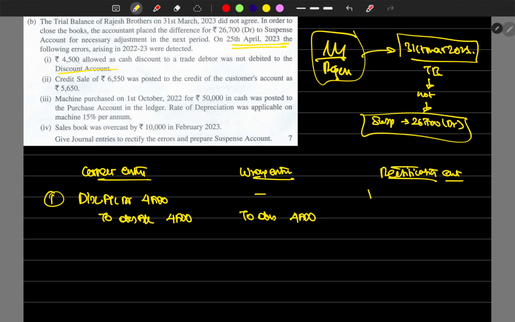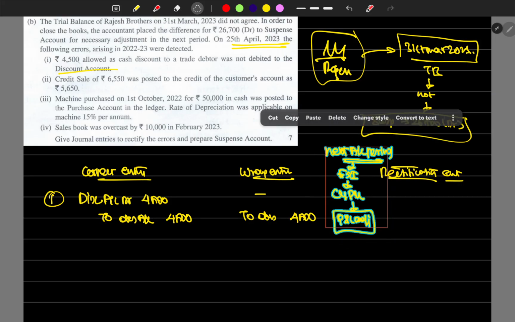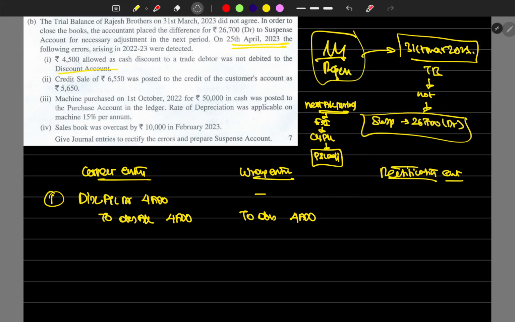What do we have to do now? We have to debit the discount account. But we are in the next accounting period. In the next accounting period, we should not enter the expenses and incomes as they are, because that will affect that year's P&L. So to show the difference, we have to put it under P&L adjustment account. Whatever the expenses and incomes, we show them as P&L adjustment.